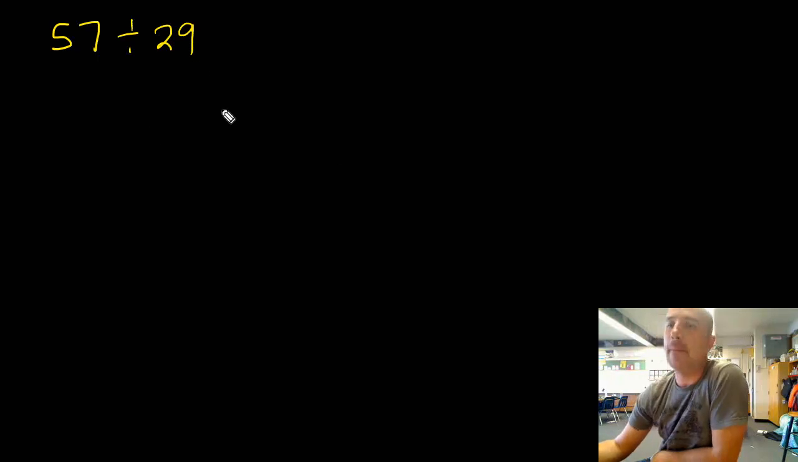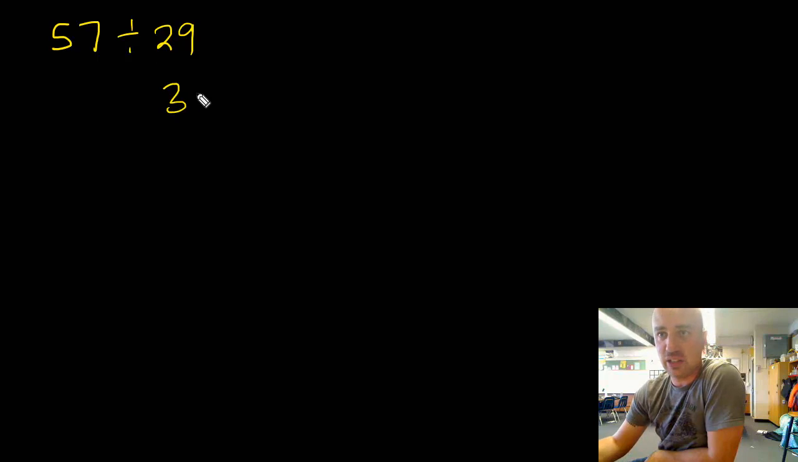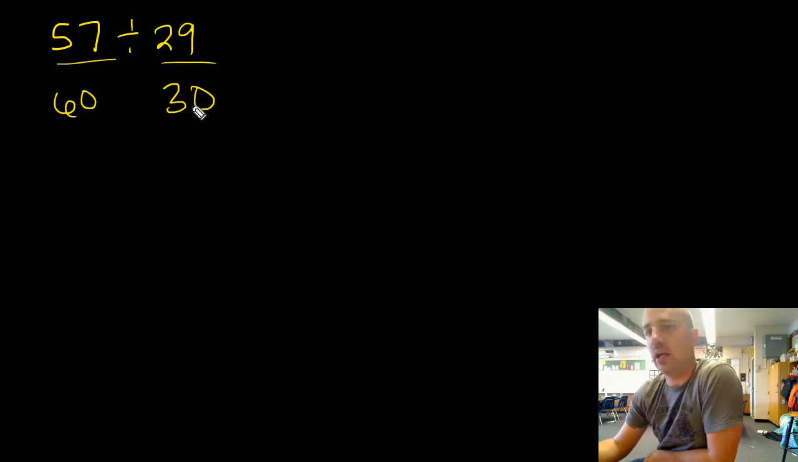And this one is 57 divided by 29. Same thing here. When I take a look at this, let's turn this into 30, right? That's what we would do. And I would turn this guy into 60, right? And 60 divided by 30 is also the same as 6 divided by 3, which is also the same as 2, right?